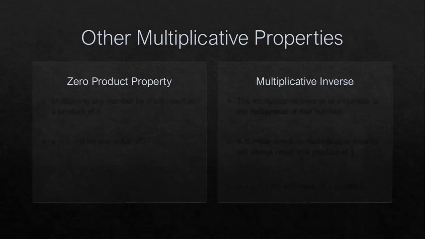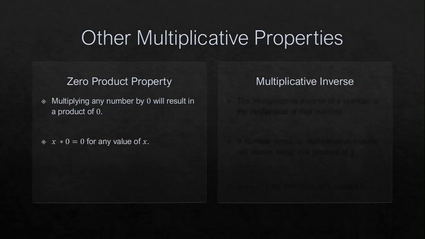Okay, we do have a couple other multiplicative properties that happen only with multiplication here. The first one is known as the zero product property, and that says that multiplying any number by 0 will result in a product of 0. Remember, a product is the answer when we multiply two numbers together. So in an algebraic equation, x times 0 is equal to 0, and it doesn't matter what value of x we put in. We can put in any number we want, and that number times 0 is equal to 0.